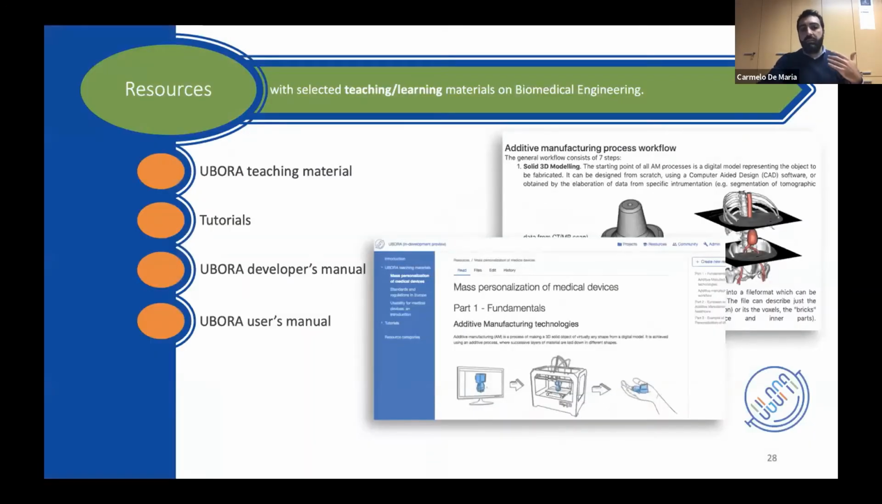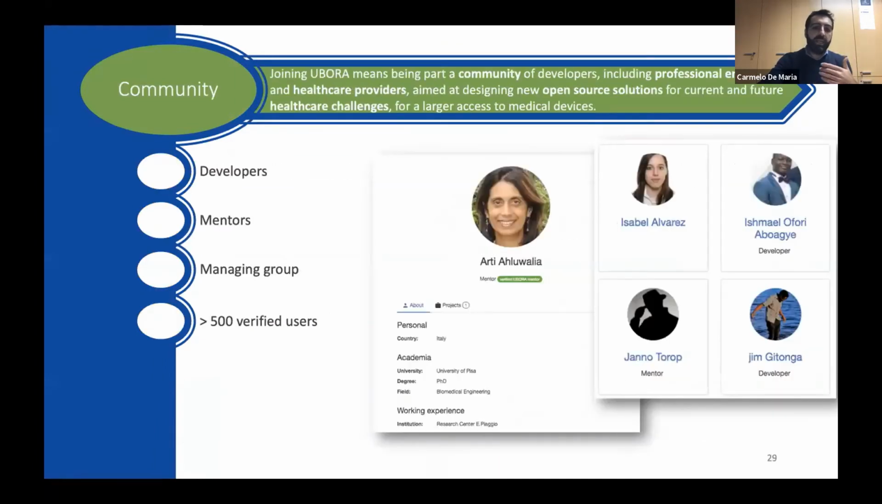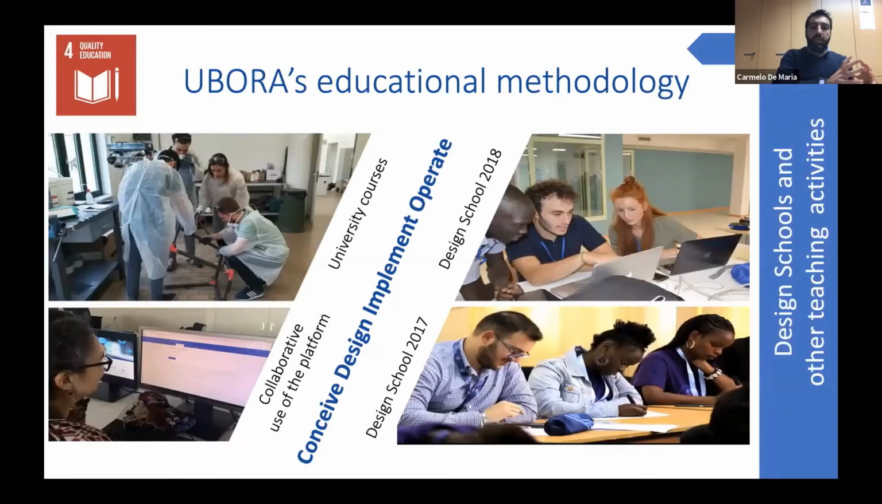Of course, there is some teaching material that you are invited to see. There are some manuals. At the moment, these slides I picked from an old presentation. Now we are 1,300 people of verified users. So this presentation was made more or less 1 year ago. In this period, we doubled the number of users. And to do that, we are promoting a series of summer schools and design schools.